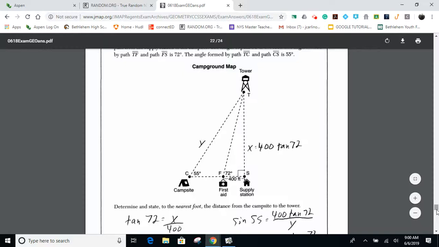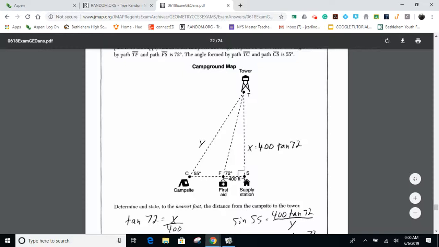Keep going. And then with that, I did the sine of 55 equals what you got for TF. Okay, here's the problem. You're trying to do sine, cosine, tangent, but it's not a right triangle. You can only use those in right triangles.